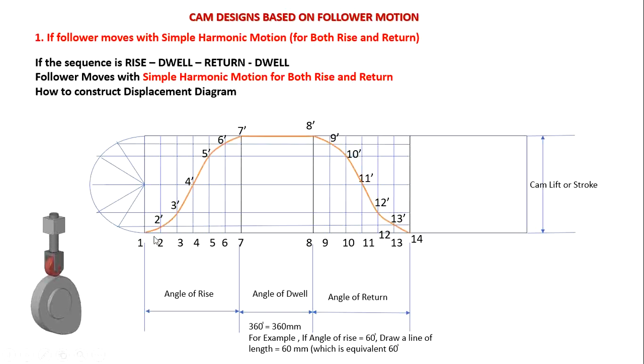Now we have to draw a smooth curve joining point 1 to 2 dash, 3 dash, 4 dash, 5 dash, 6 dash, 7 dash, and during the dwell period the follower remains idle, so that is a horizontal line. Then from point 8 dash to 14 is the angle of return, and it follows this sequence. So this is how to construct the displacement diagram if the follower is moving with simple harmonic motion.